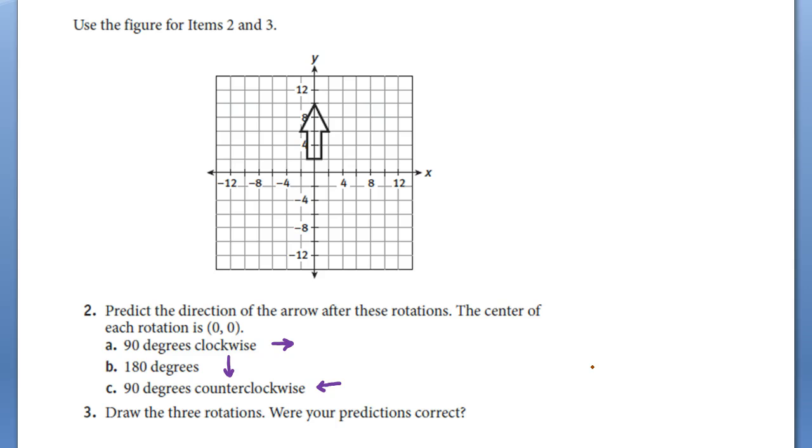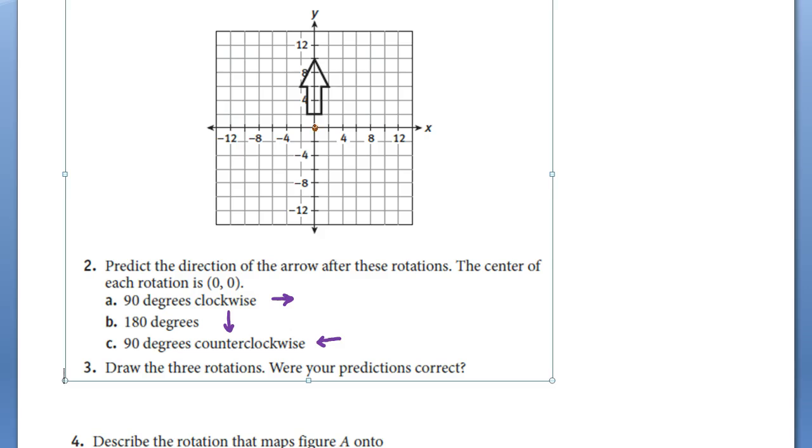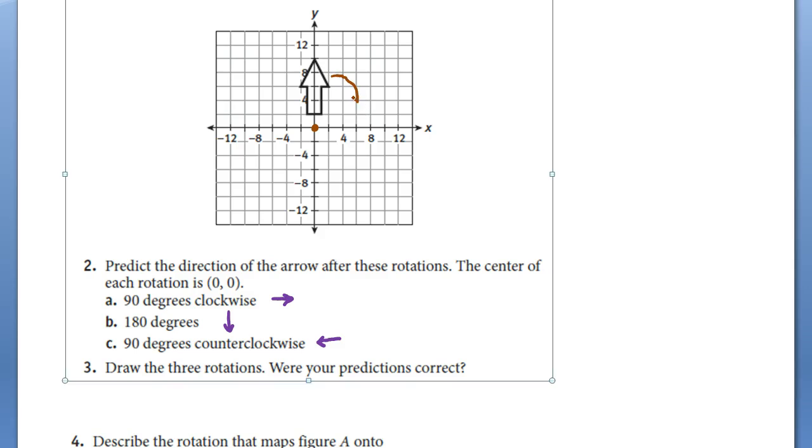Use the figure for items 2 and 3. So we have this arrow-shaped figure drawn on the coordinate grid. And number 2 says predict the direction of that arrow after these rotations. Assume the center of the rotation is 0, 0. So let's make the origin our center and we'll rotate around that. We're going to take that arrow and rotate clockwise, or if it says counterclockwise, we'll rotate it that direction. Imagine in your mind this arrow turning on the screen.